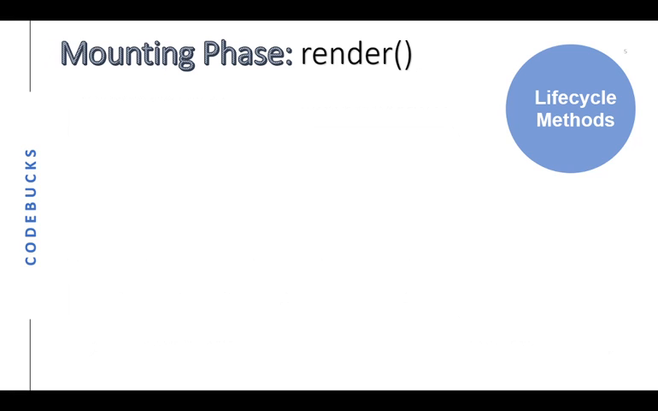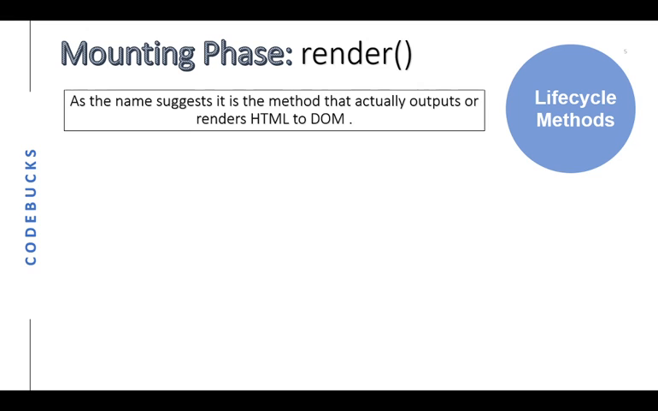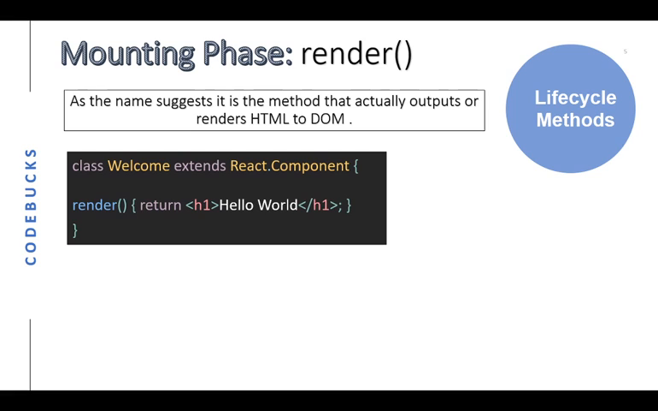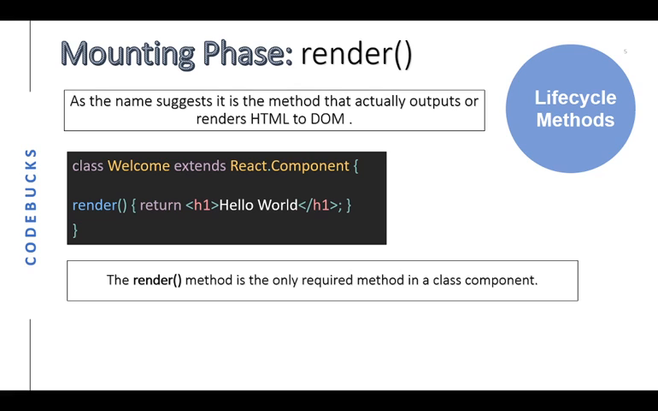Let's see the second method, which is the render method. As the name suggests, it is a method that actually outputs or renders HTML to the DOM. As you can see in the example, the render method will render hello world on the screen. The render method is the only required method in a class component. You must have a render method in the class component and it should have a return keyword.